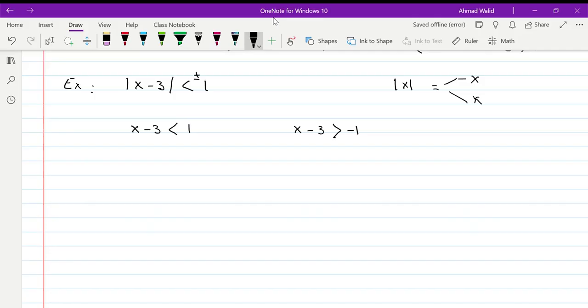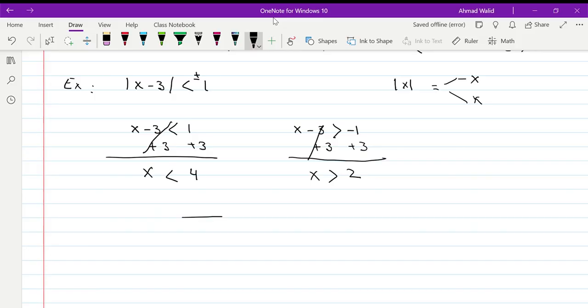That's the trick if you use this method. I don't like this method, though some students like it. I like the method of compound inequalities. That's much easier, and you do not make any mistakes with that one. But let me explain this one first. Now solve both. Add 3 here, add 3 here. Here you end up with x less than 4. Here, add 3, x greater than 2.